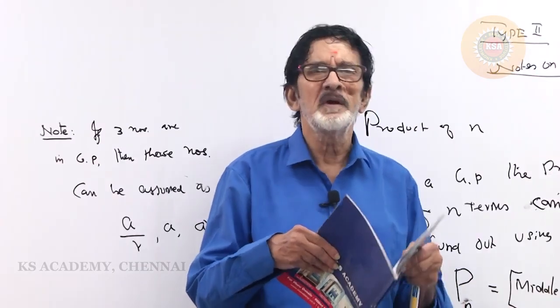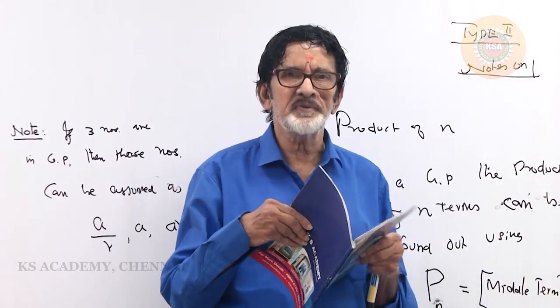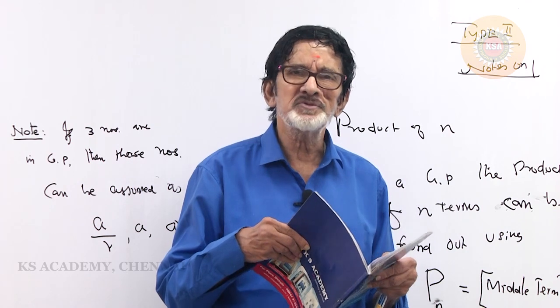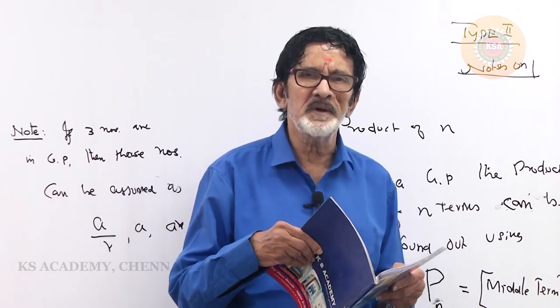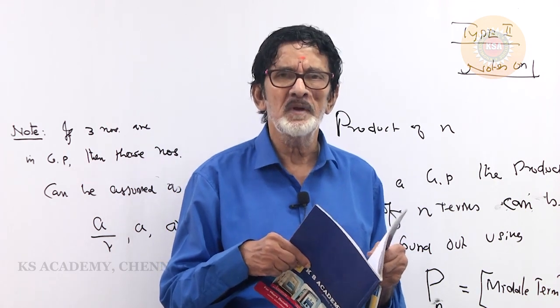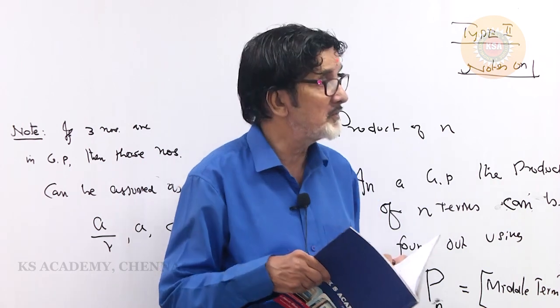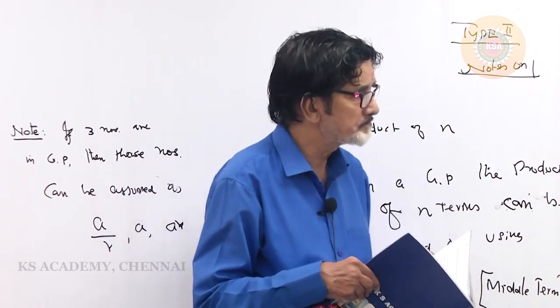The word GP will invariably be given, otherwise they will give the first 3 terms. If the first 3 terms are given, you can check whether it is a GP or not. Once it is a GP, you think which formula to use: Sn formula, Pn formula, Tn formula. The Tn formula I didn't mention.